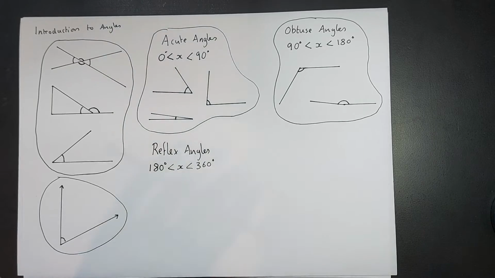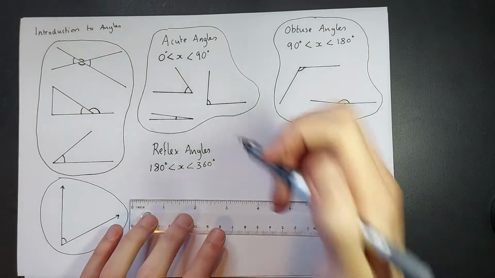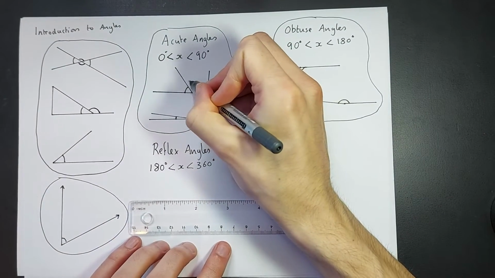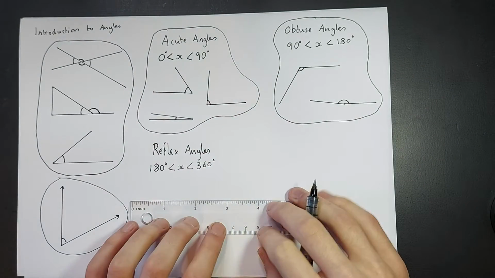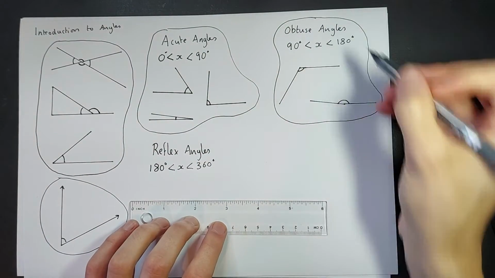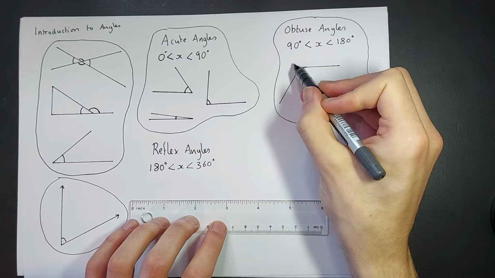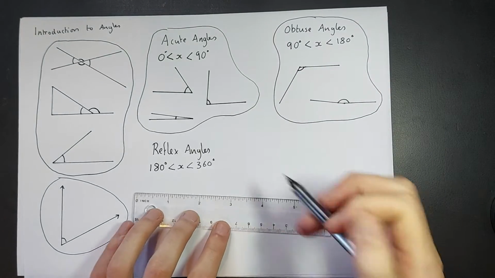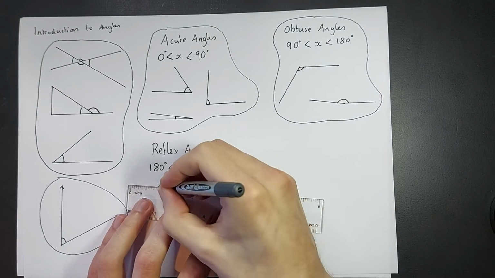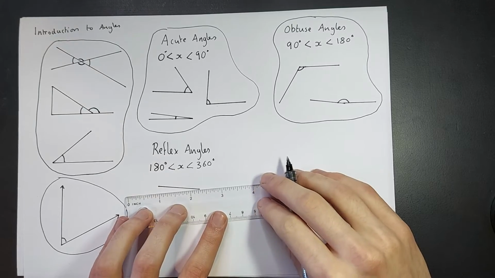A reflex angle looks a bit like an acute angle, but instead of looking at the small angle in here, we're looking at the big angle around the outside. And it's the same for obtuse. Instead of looking at this angle, the one around here would be a reflex. So let's have a look at a few, shall we? Let's do a really, really skinny one.